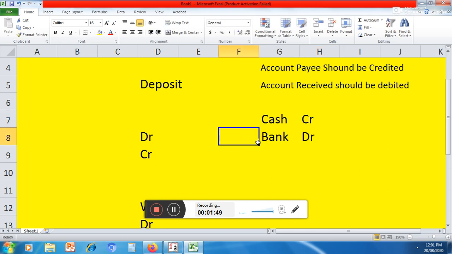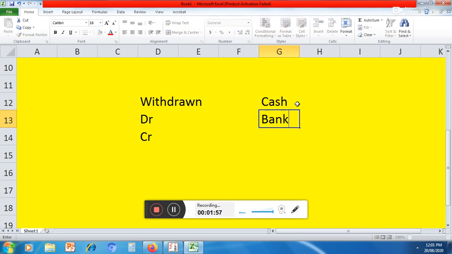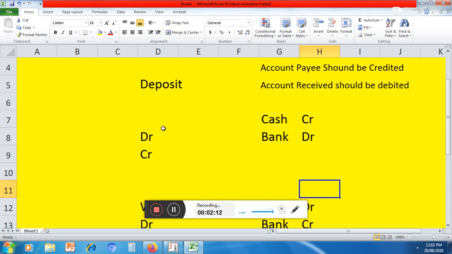credit. Similarly, when you withdraw the money from the bank, again there are two accounts, cash and bank. The bank is paying the money to you, so the bank should be credited. Who is receiving the money? Cash is receiving, so debit cash. So when you deposit money, the bank is receiving, so bank is debited and cash is credited.